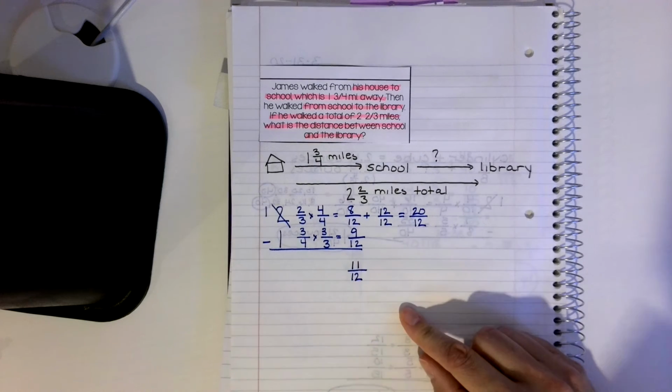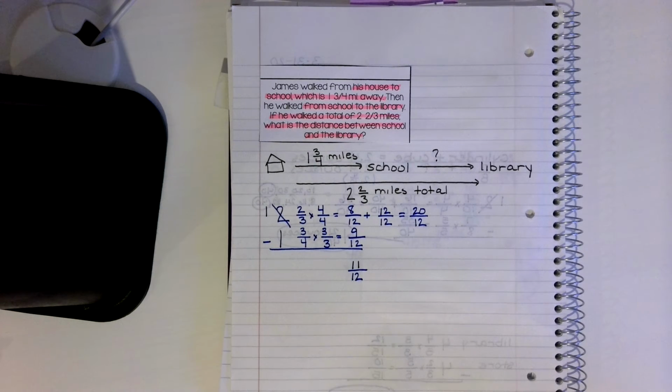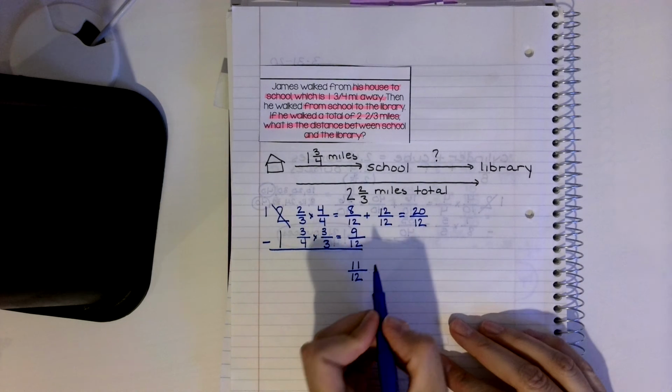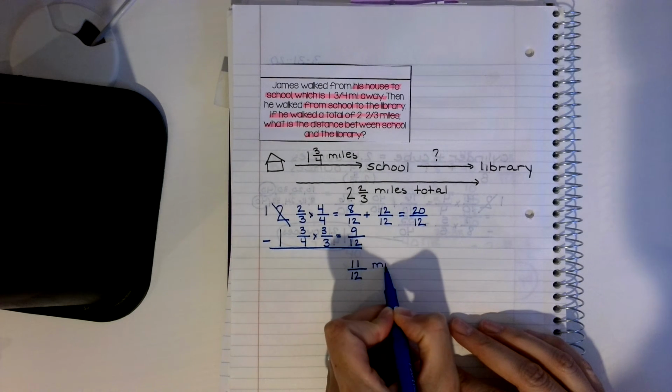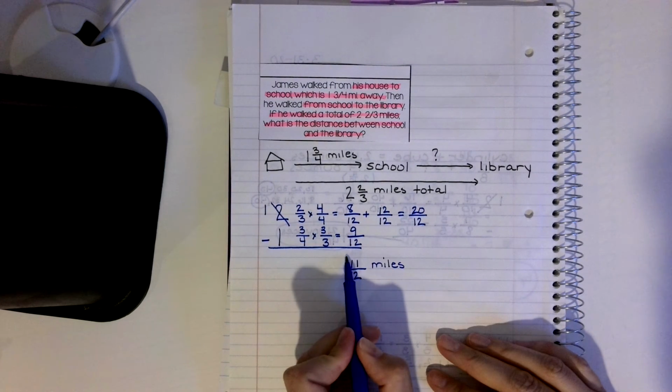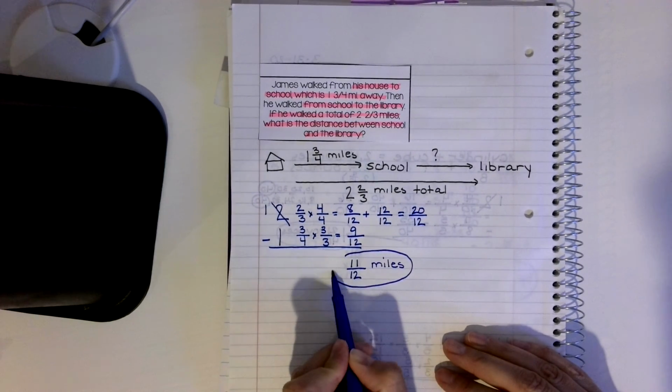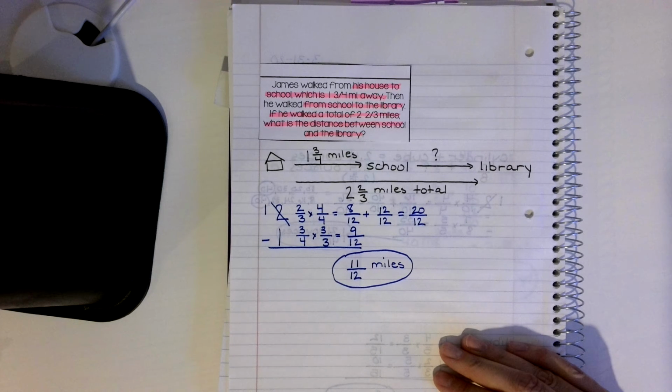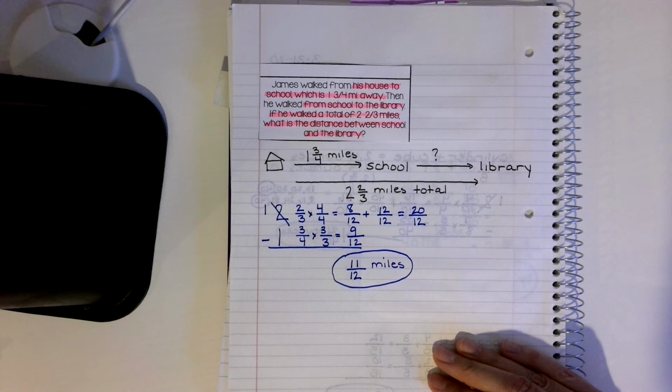So can we simplify 11 twelfths, or is it already in the simplest form? Good, it's already in its simplest form. So make sure you add your label on there because that's important. What are you talking about? Miles, inches, feet? What are we talking about? So we're talking about miles, so we're writing miles in there.